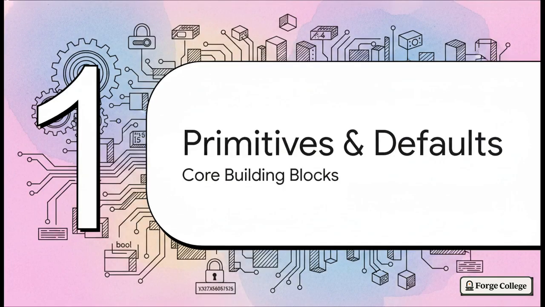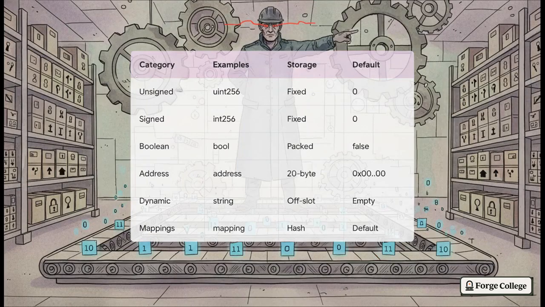All right, moving into section 1, core primitives and defaults. These are essentially the foundational building blocks of your smart contracts. So think of the EVM as an incredibly strict warehouse manager. Seriously, it demands exact binary representations for absolutely everything. Whether you're using unsigned integers like a uint256, just a simple boolean, a standard 20-byte Ethereum address, or even dynamic types like strings, the compiler needs to know exactly how much space to clear out on the shelf for it.